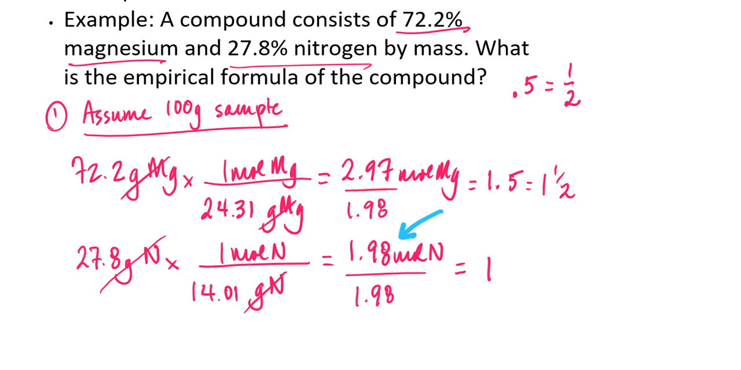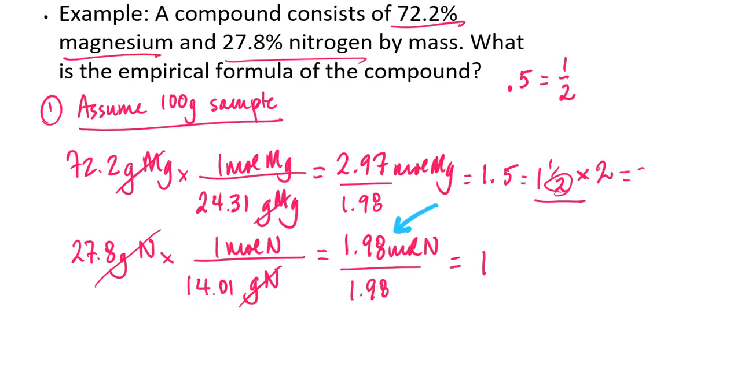If I want to create a whole number from 1.5, then what I'm going to need to do is multiply by that denominator of 2. If I multiply 1.5 times 2, I get 3. Now, whatever I do to one element in the formula, I also have to do to the other. So I have to also multiply the answer I got for the nitrogen, the 1, by 2 as well. So what that means is that there is a 3:2 ratio of magnesium to nitrogen in the compound, which makes my empirical formula Mg3N2.